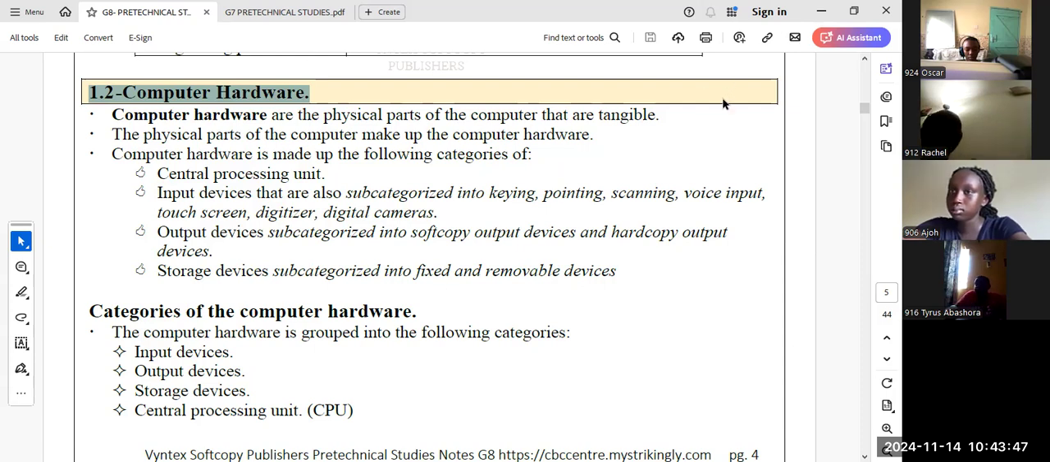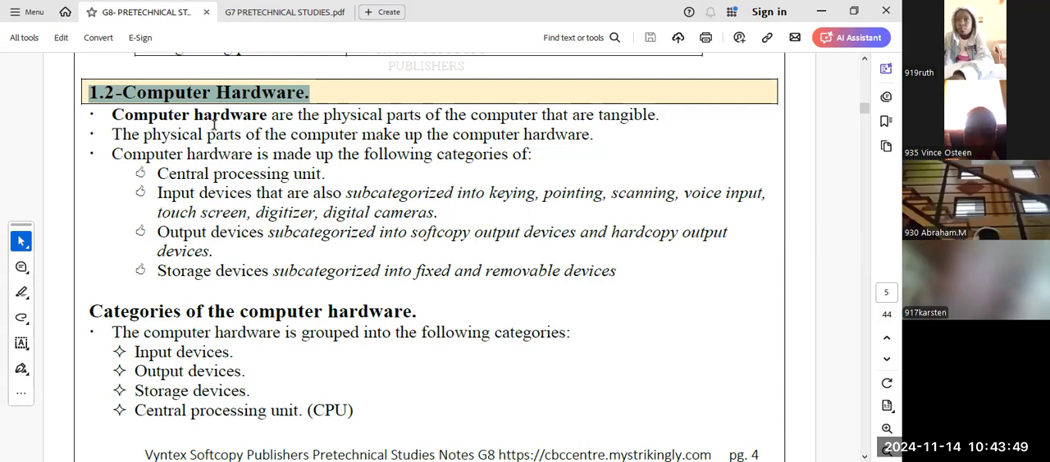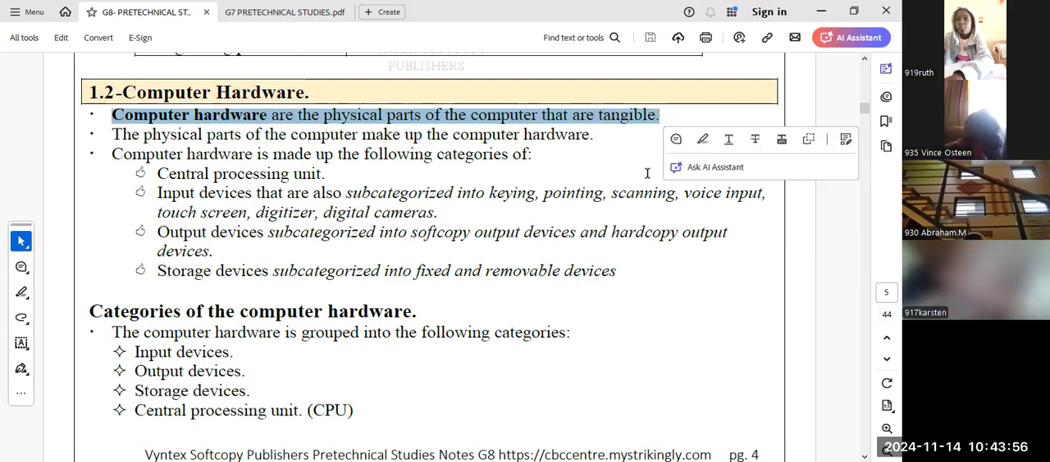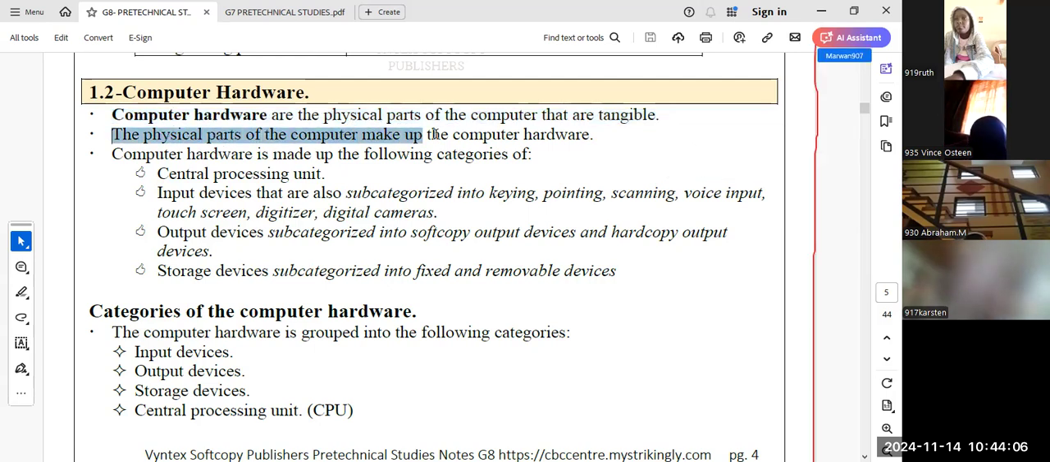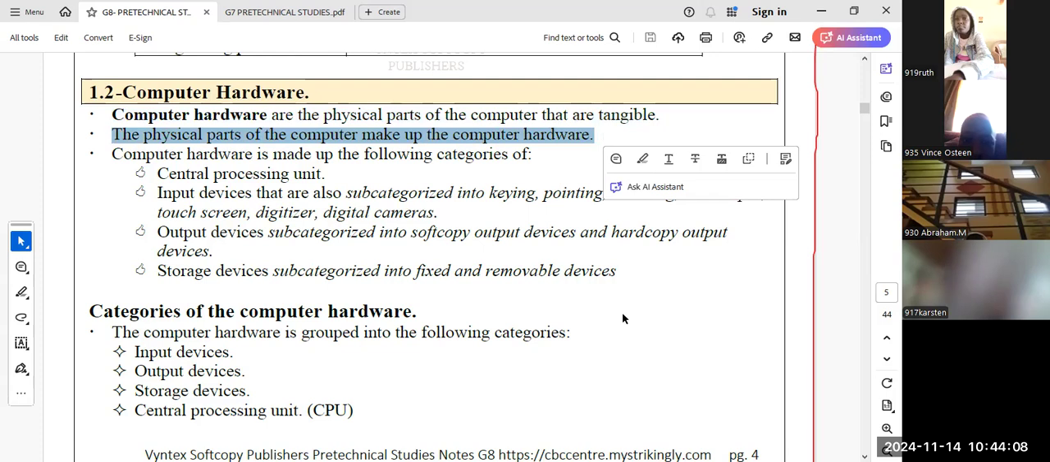Now, talking of computer hardware, we said that these are the physical parts of a computer that are tangible. These physical parts make up computer hardware.